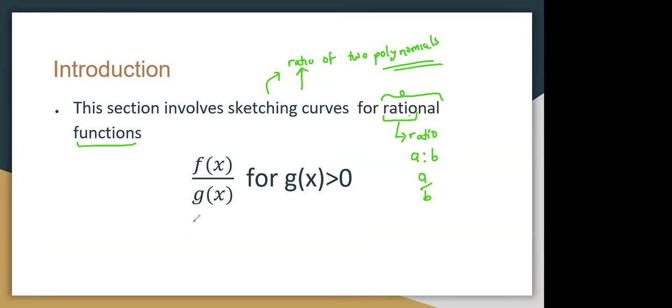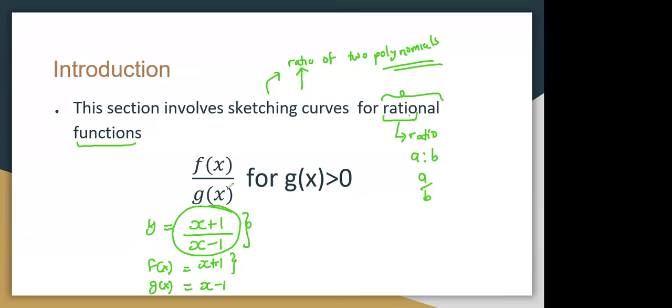When I'm talking about a rational function, that is when I have y equals (x plus 1) out of (x minus 1). Now, this one is what we call a rational function. Remember, y is the same as your f of x. My f of x here is x plus 1, and my g of x is the same as x minus 1. So we can write y in terms of x plus 1 and x minus 1, and therefore this is called a rational function.